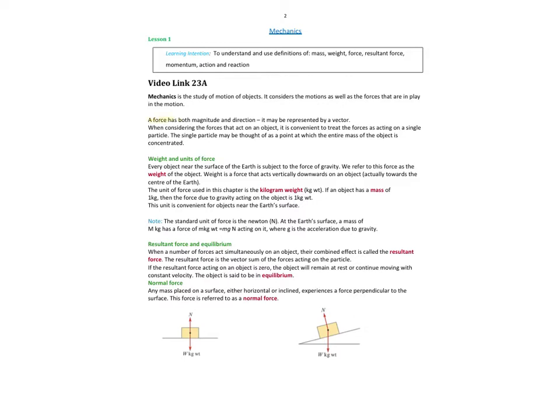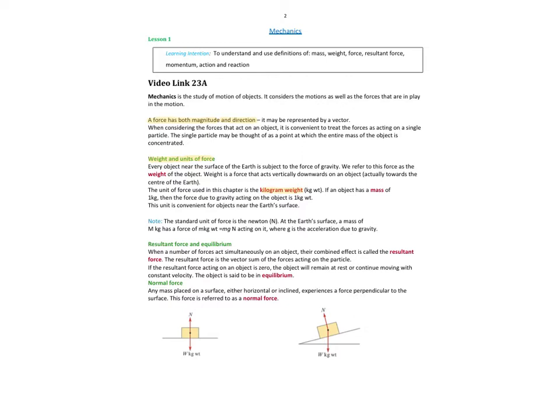Forces are vector quantities, so they have magnitude and direction. Sometimes we resolve forces using a vector field to help us identify components of forces. Now, my weight force is the force that a particle experiences due to the force of gravity. The unit of force in here we're going to call the kilogram weight. Sometimes I will interchange between the two.